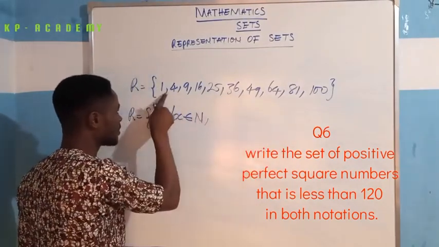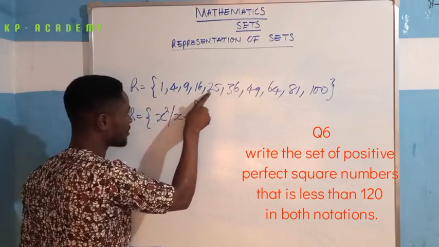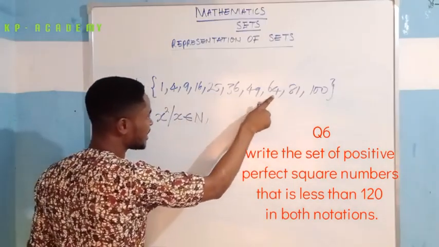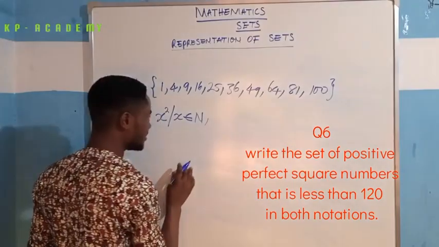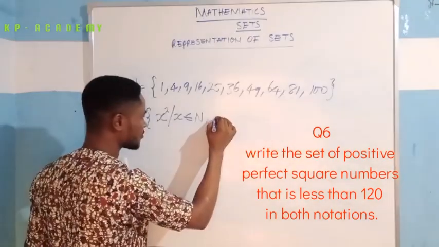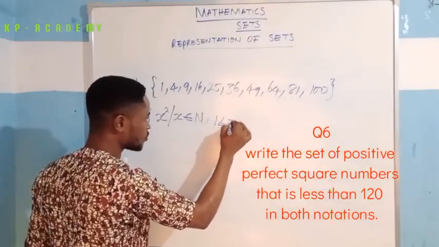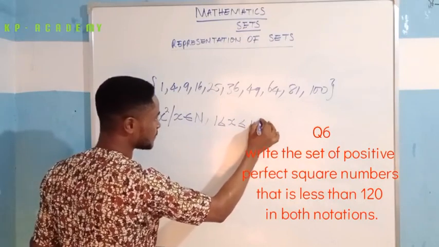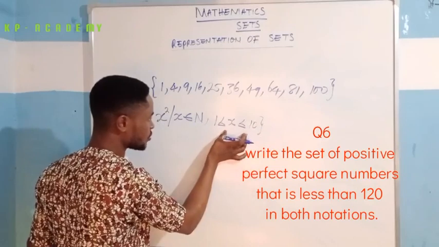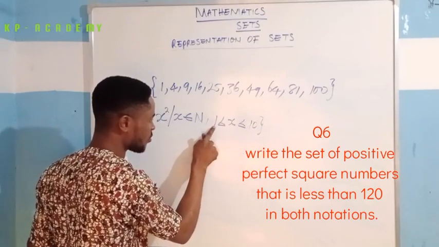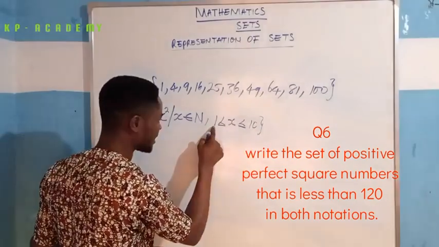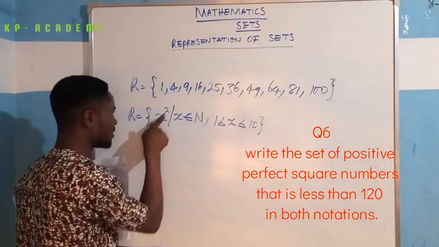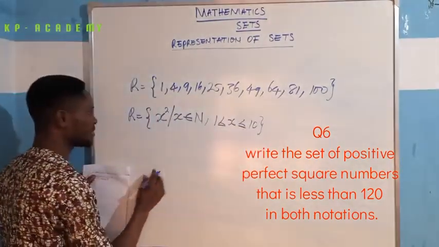Because this is 1 squared, 2 squared, 3 squared, 4 squared, 5 squared, 6 squared, 7 squared, 8 squared, 9 squared, and 10 squared. Therefore, we're going to say that it ranges from 1 less than or equal to x, such that x is less than or equal to 10. So this is the condition. This is the range of natural numbers, that is from 1 to 10. Or these are the values of x such that when you square them, you have these numbers. Alright, so this is it.